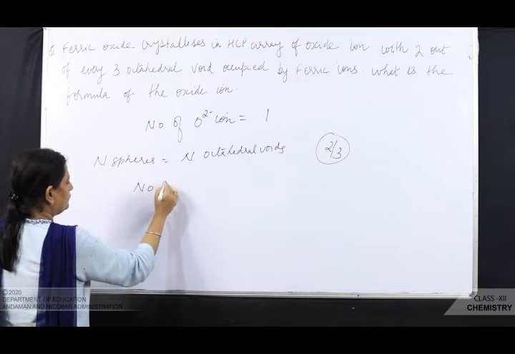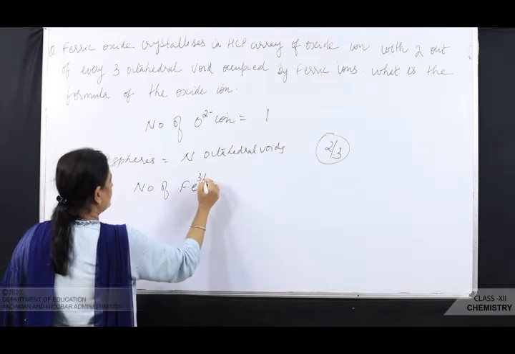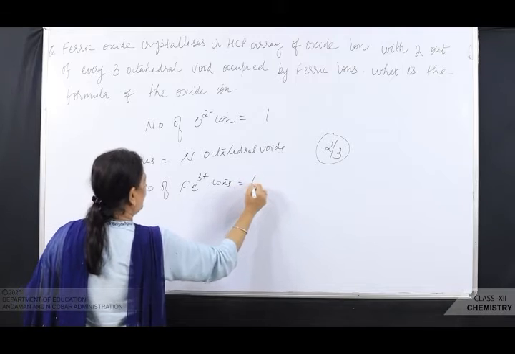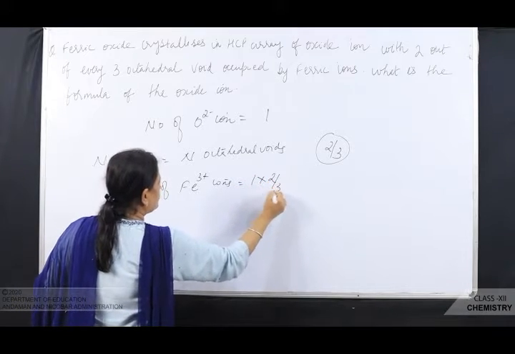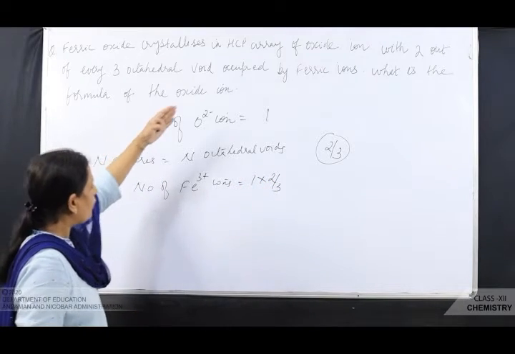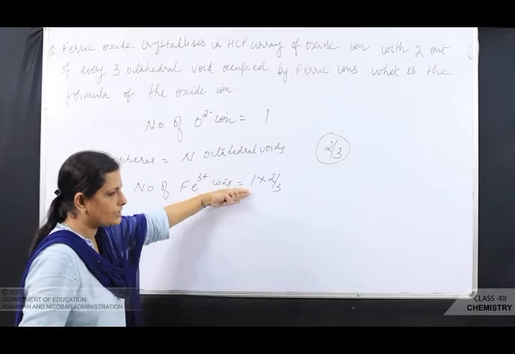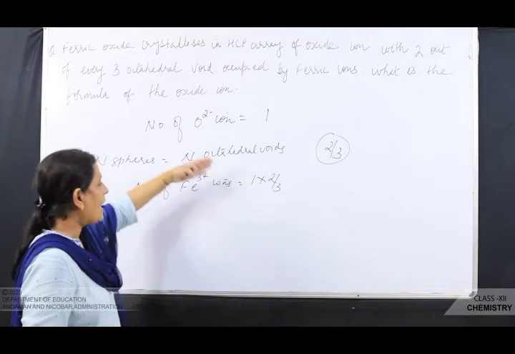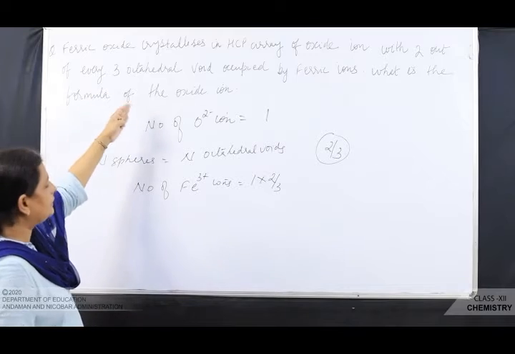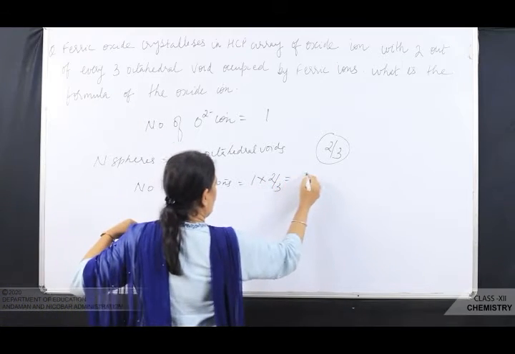Number of ferric ions is equal to 1 into 2 by 3. Why 1 into 2 by 3? Because there is one oxide ion we have taken. So, the number of octahedral voids is also how much? 1. And how much is occupied? 2 out of 3. So, it is 2 by 3.